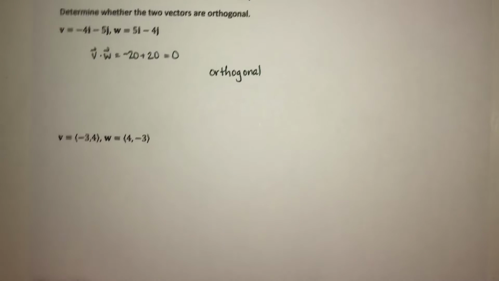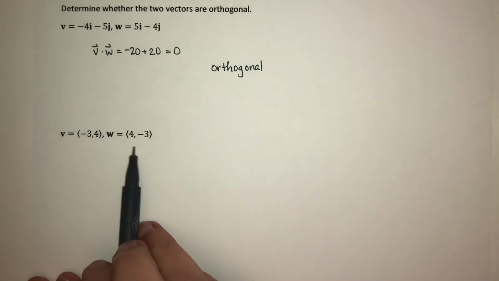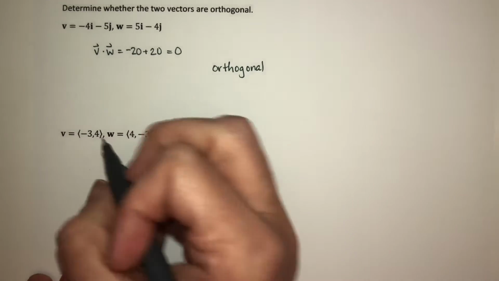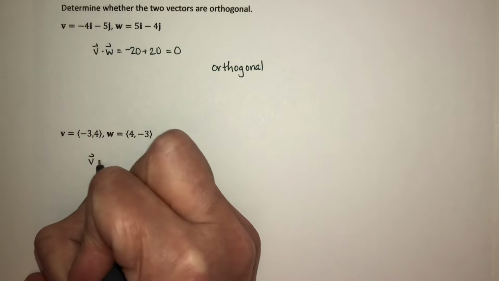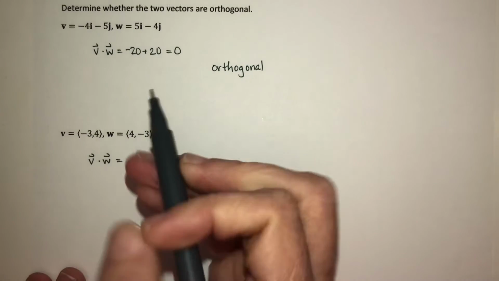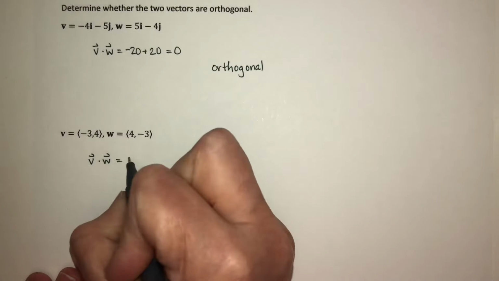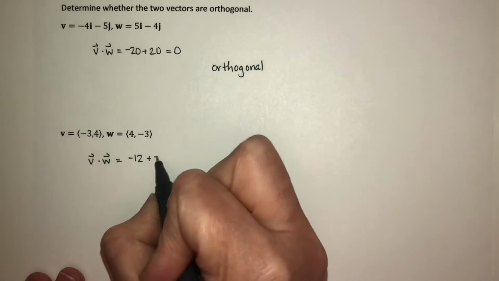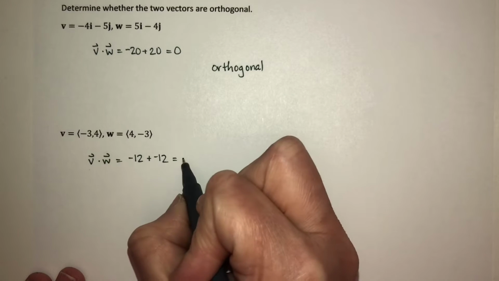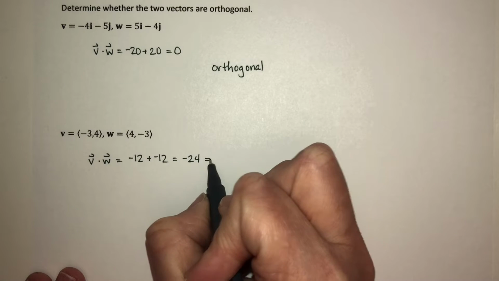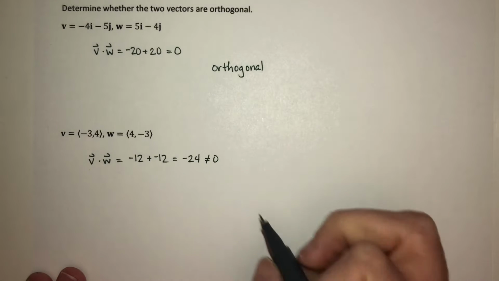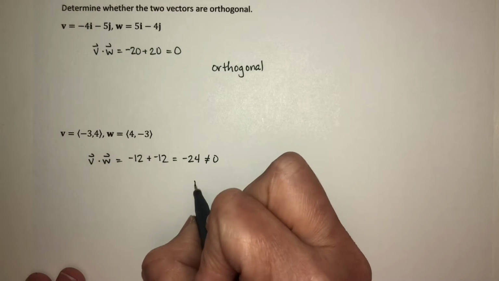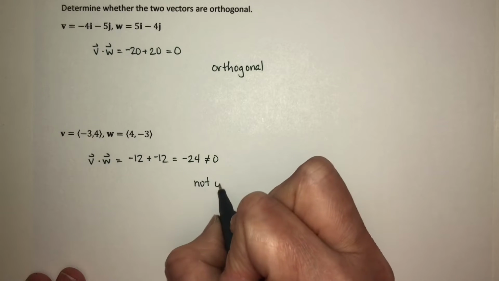Now let's decide whether this one is orthogonal or not. v dot w: negative 3 times 4 is negative 12, plus 4 times negative 3 is negative 12, which is negative 24, which is definitely not 0. So these two vectors are not orthogonal.